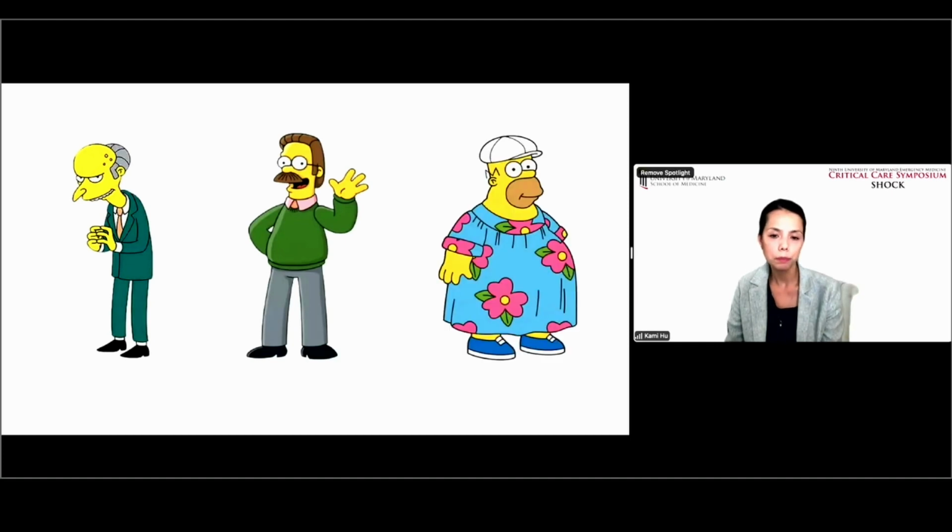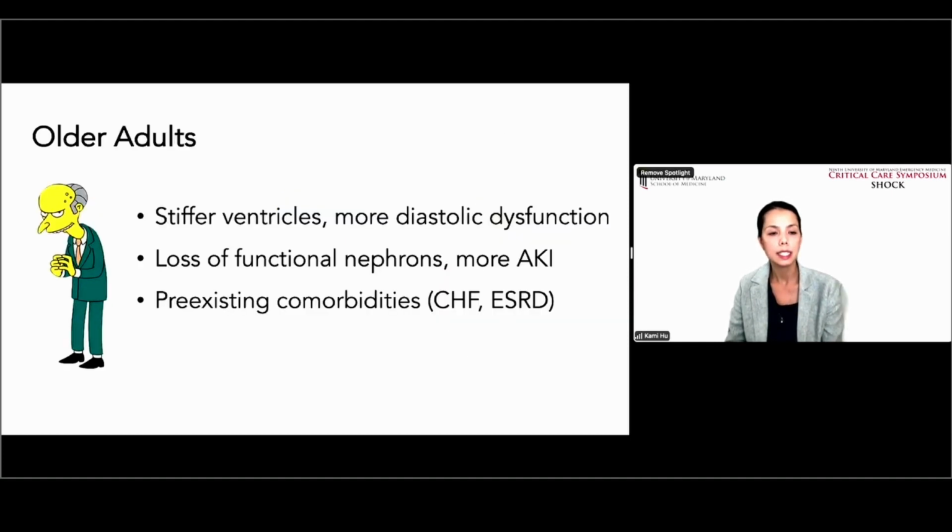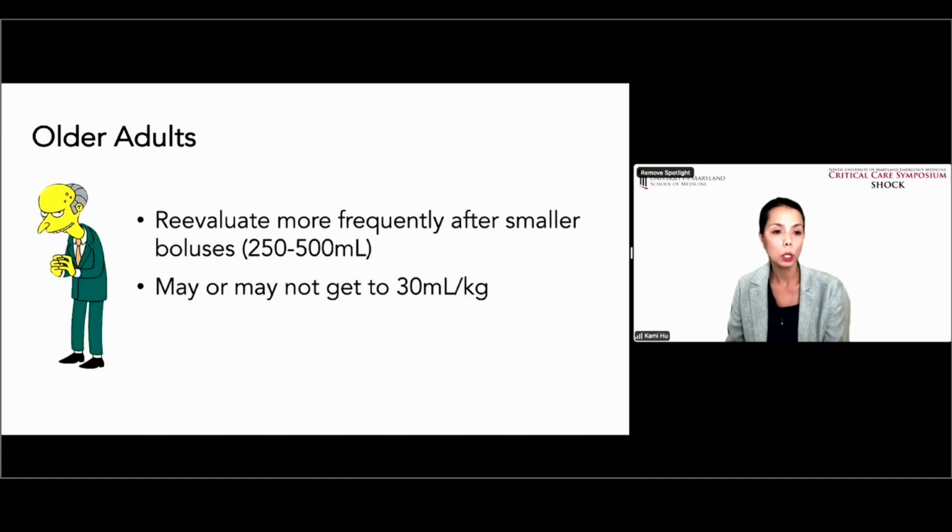Older adults tend to have stiffer ventricles as a part of the aging process, which predisposes them to diastolic dysfunction. As they age, they have sclerosis of their nephrons, so less of them are functional, and they have a predisposition to AKI as well. They also, of course, as they get older, are more likely to have things like CHF or CKD or ESRD. So in these patients, again, not one size fits all, but in general, these are the ones I tend to give smaller boluses to and reevaluate more frequently. If they need it, if they're dry, maybe they get to the 30 mLs per kg, but sometimes they don't.